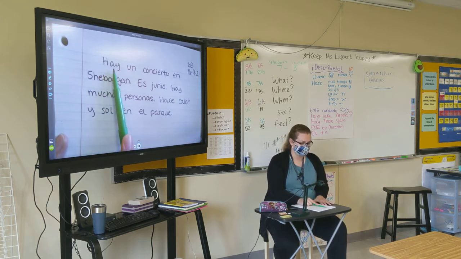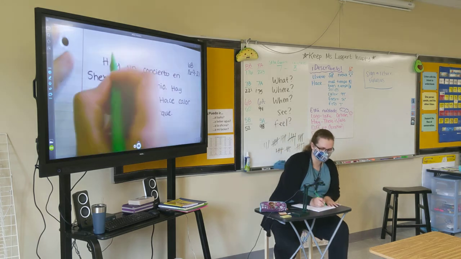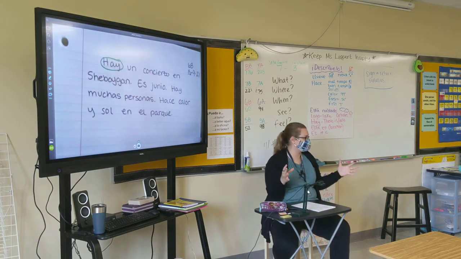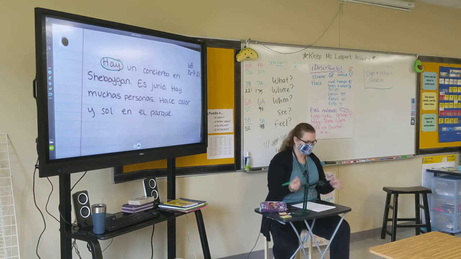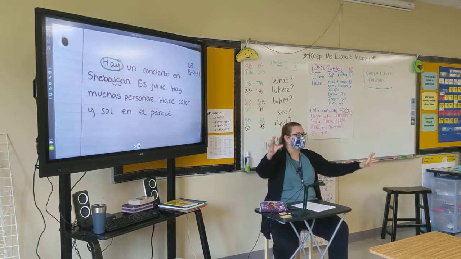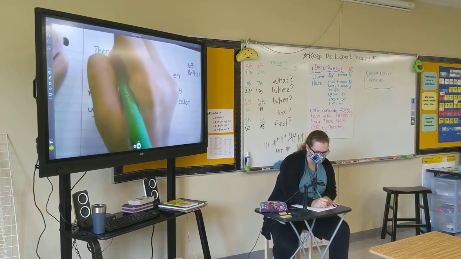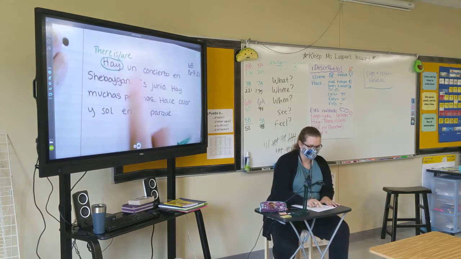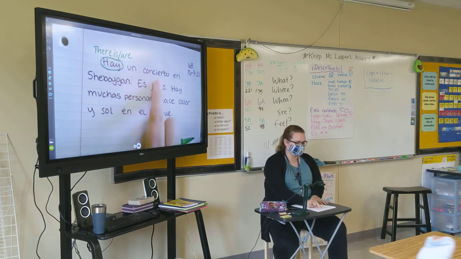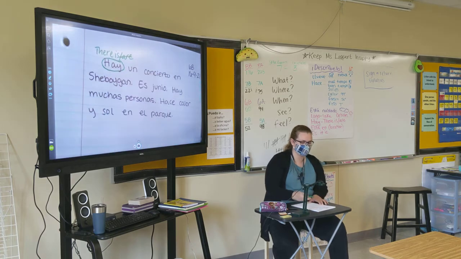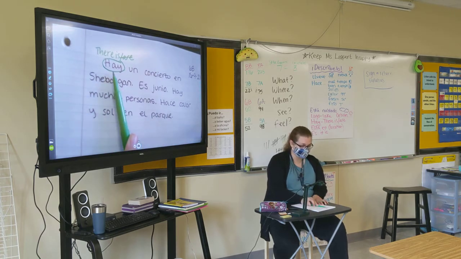There is. Okay, so hold on. Whenever there's a moment of noise that comes from you, I know I need to teach you something. So you don't need to be like, guys! I'll tell you. This word means there is or there are. If we're going to follow it with a concert, are we going to use there is or there are? There is. All right, so there we go. Now we know what to say. Try it again, here we go. There is a concert in Sheboygan.